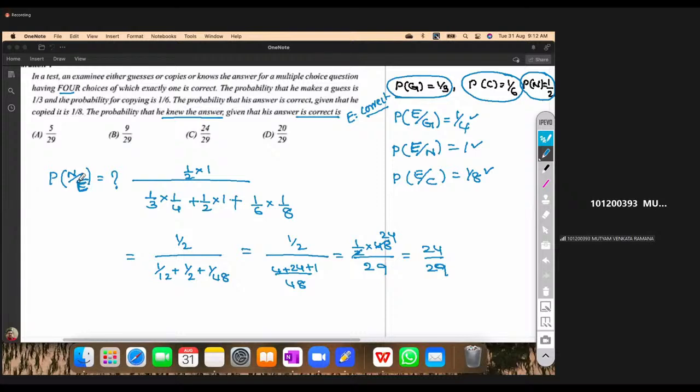So he got the marks for that one. Now, what is the probability that he knew the answer, that is why he scored the marks? So the probability of knowing the answer out of the correct answers. In how many ways can he get the marks? He can go for guesswork, or he knows the answer, or he can copy. Out of this, what is the favorable case? This is the favorable case.